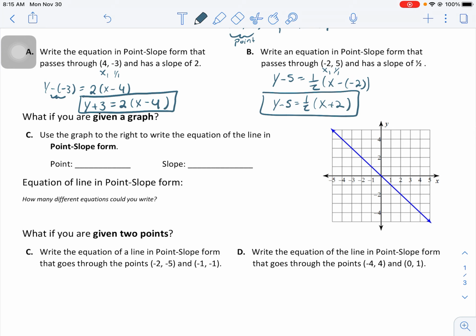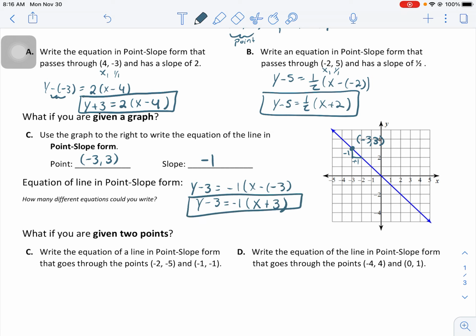What if you're given a graph? Use the graph to write the equation of the line in point-slope form. Well, we first need to find the slope, and we need to find a point. It can be any point. Okay, it doesn't matter. So let's take this point right here. We have (-3, 3). The slope in this case is going to be down 1, to the right 1. So that means the slope is negative 1. Our point that we picked is (-3, 3). So the equation of our line is going to be y minus 3 is equal to negative 1 times x minus negative 3, which is y minus 3 is equal to negative 1 times x plus 3, just like this.